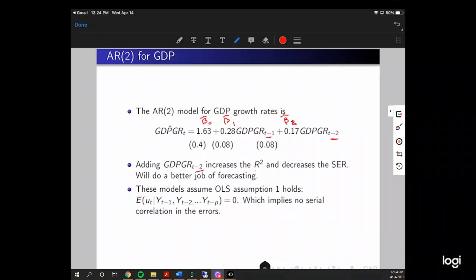These models assume OLS assumption 1 holds, in that the expected value of the error term conditional on all the included regressors is equal to 0, which implies no serial correlation in the errors, or the errors are independent.